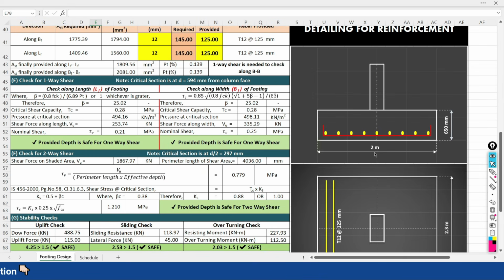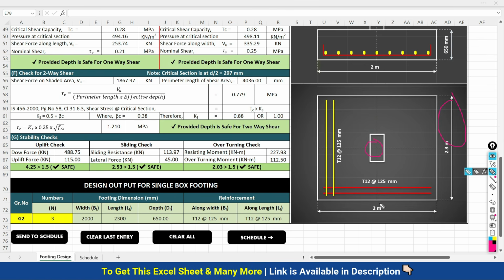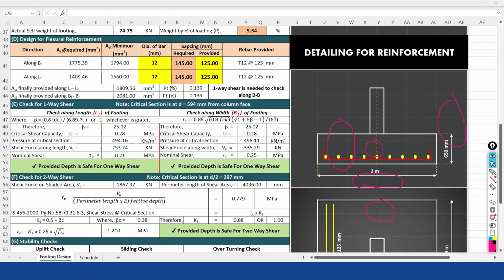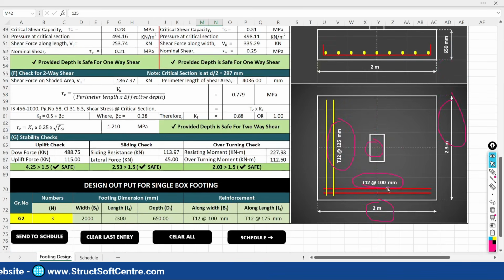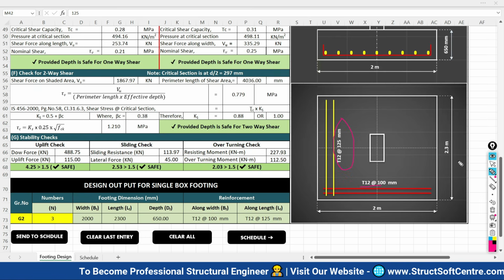Detailing for the reinforcement, so it is along the width, so width is 2 meter and depth is 650. And what is the length? Length of the footing is 2.3 meter, and this is the width of the footing, 2 meter. Along the width of the footing, 12 mm diameter of bar at 125. Along the length of the footing, 12 mm diameter of bar at 125. If suppose you are going to make any change, suppose along the width you are going to choose the 100 mm spacing, so accordingly here it is going to be updating: along the width 12 mm diameter of bar at 100 mm center to center, along the length 12 mm diameter of bar at 125.